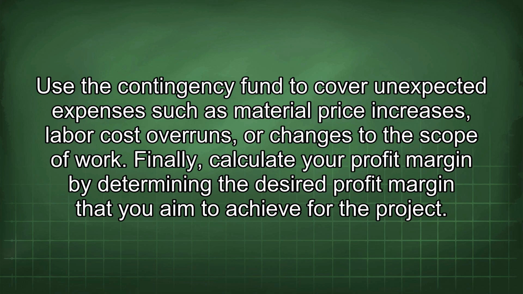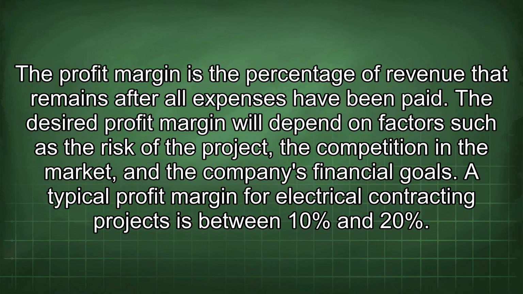scope of work. Finally, calculate your profit margin by determining the desired profit margin that you aim to achieve for the project. The profit margin is the percentage of revenue that remains after all expenses have been paid. The desired profit margin will depend on factors such as the risk of the project, the competition in the market, and the company's financial goals. A typical profit margin for electrical contracting projects is between 10% and 20%.